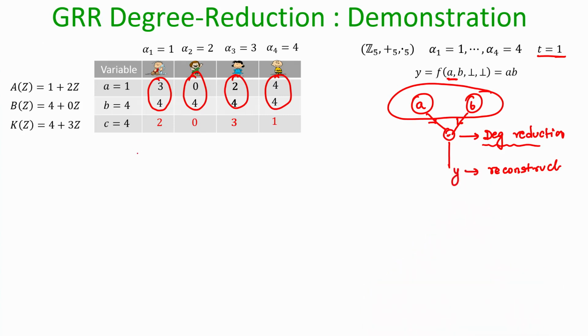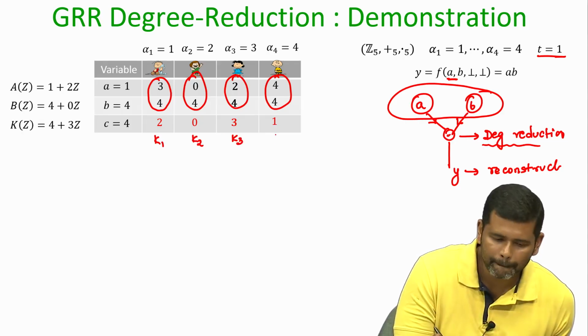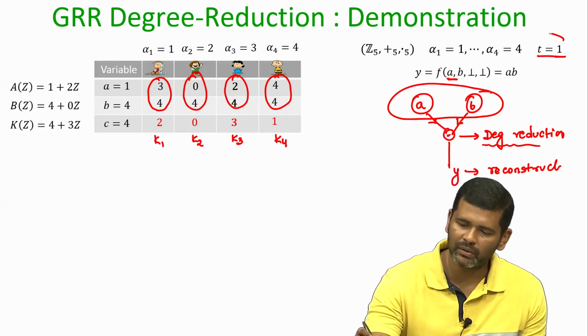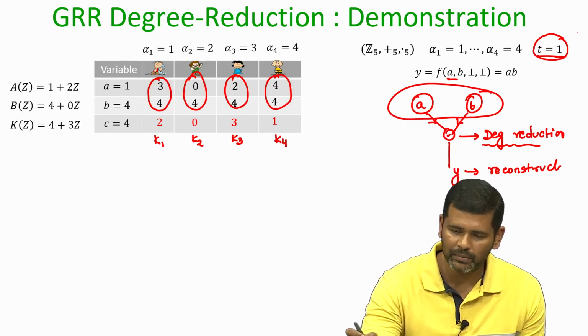So, right now these shares 2, 0, 3, 1 are not publicly reconstructed, they are your intermediate k1, k2, k3, k4, okay, lying on a 2 degree polynomial. Why 2 degree? Because t is equal to 1. So, 2 times t will be 2.